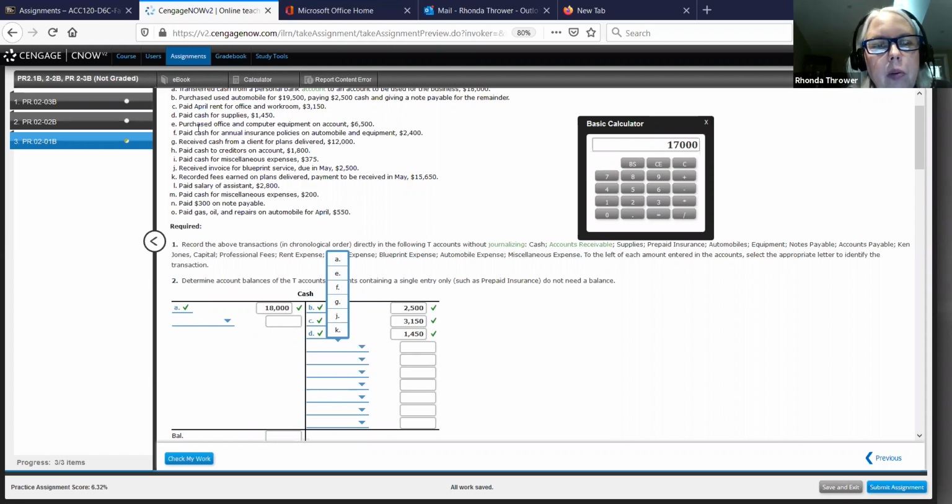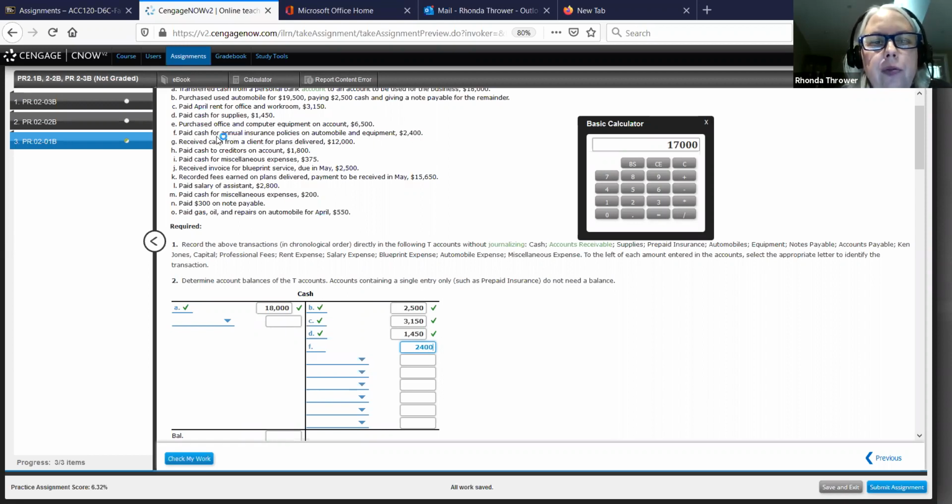Okay, let me see where I was here. I was on F. So we're going to choose F for the F transaction. On the credit side, I'm going to put down what we paid out. We paid out $2,400.